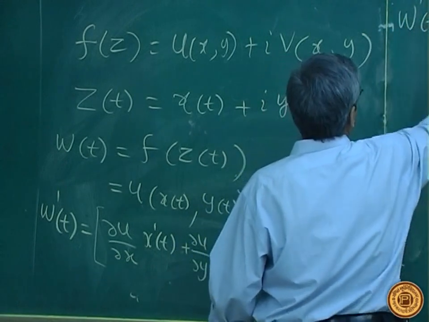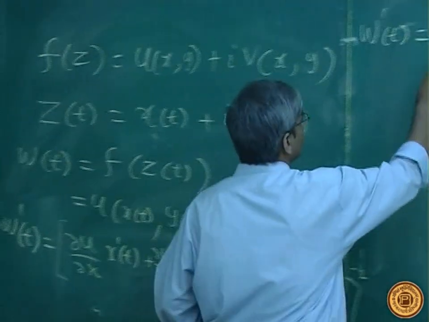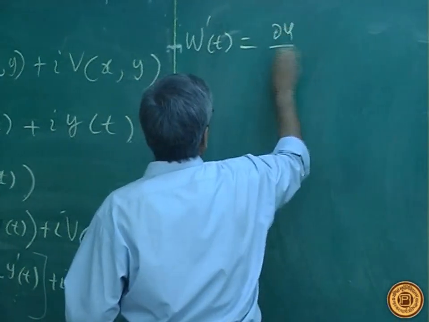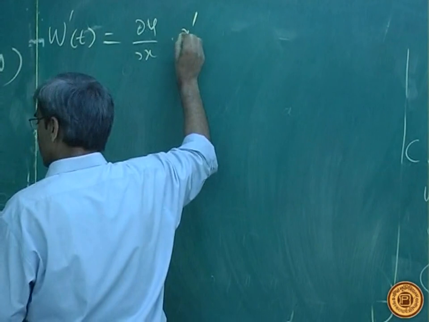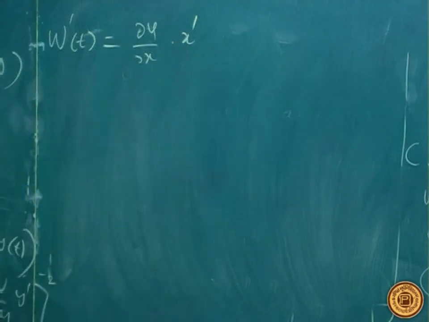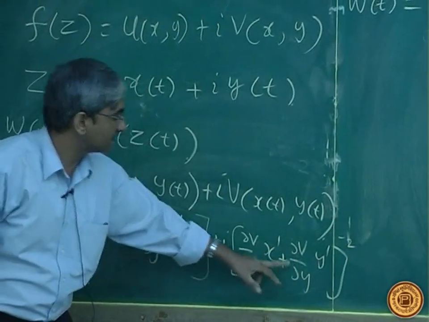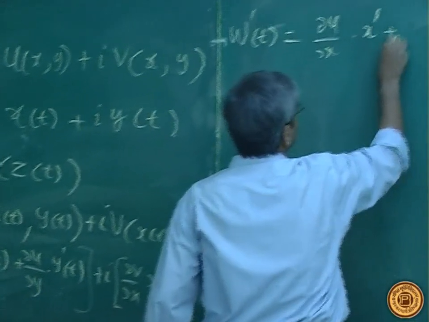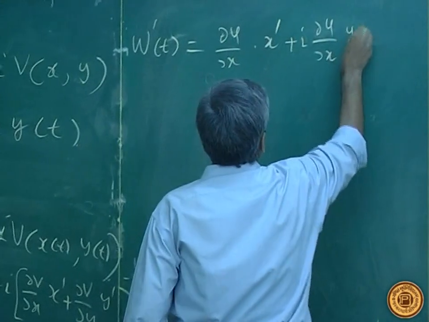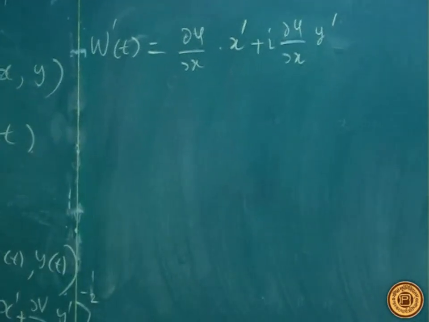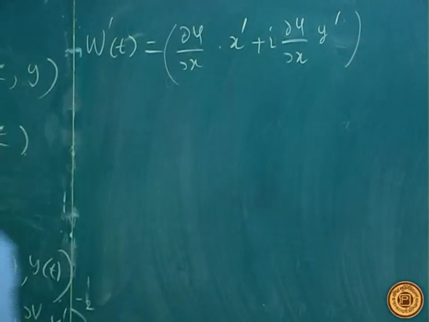W prime t is ∂u/∂x times x dash, plus i times ∂u/∂x, because ∂v/∂y I will replace, times y dash. So this is one term which I have written, these two terms.